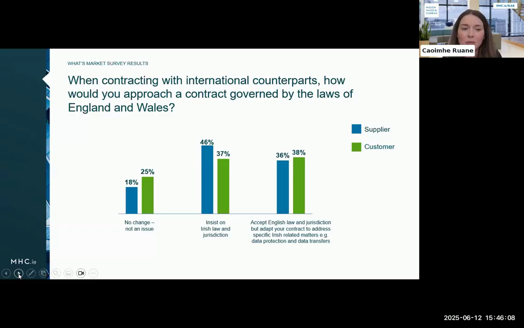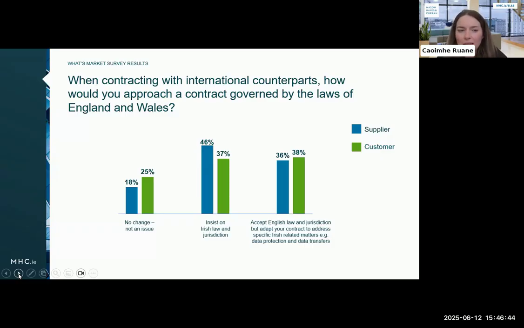In line with this, customers now appear a good bit happier to simply accept English law governed contracts off the cuff, with no adaptations for specific Irish law related matters being made. You can see this in the no change, not an issue option. And that's gone up from 12% last year to 25% this year for customers. We don't know for sure, but we suspect that this is probably due to the dust settling post-Brexit and concerns for customers post-Brexit being a bit more alleviated as time has gone on.